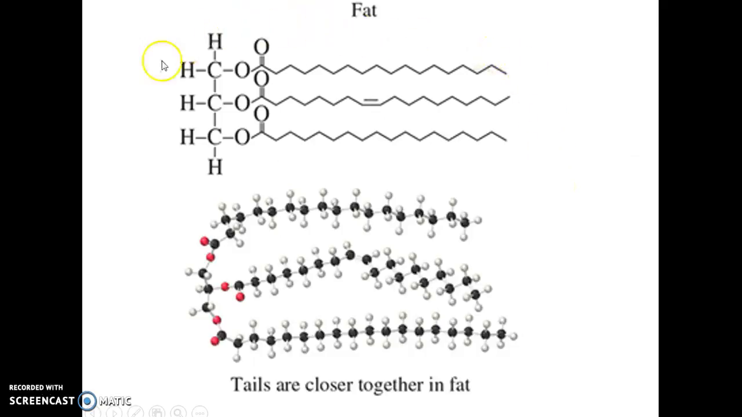So here's an example of a fat. It's mostly long chains that are unsaturated. You have one cis double bond in there, but it's not enough to make it a liquid. Because they can stretch out and be flat, they have a low melting point. Excuse me, high melting point.